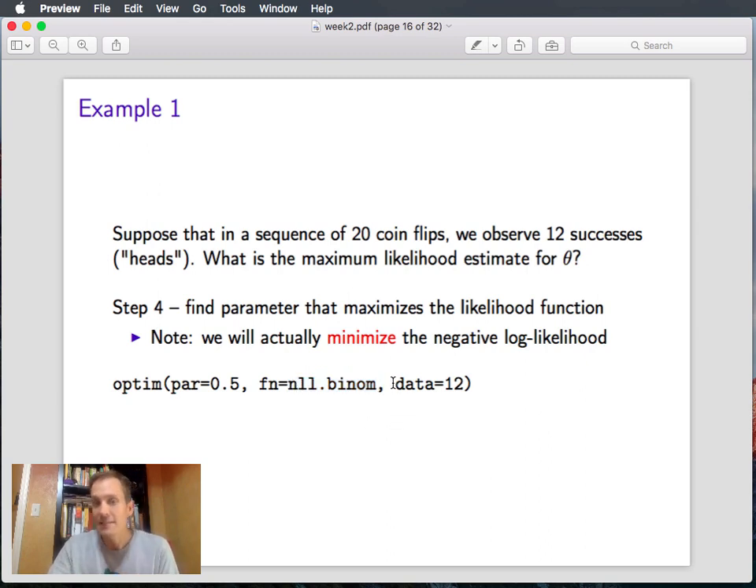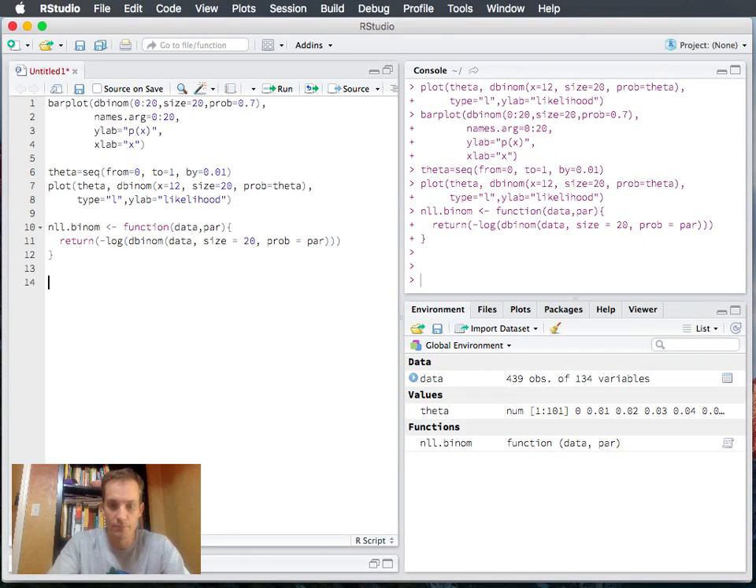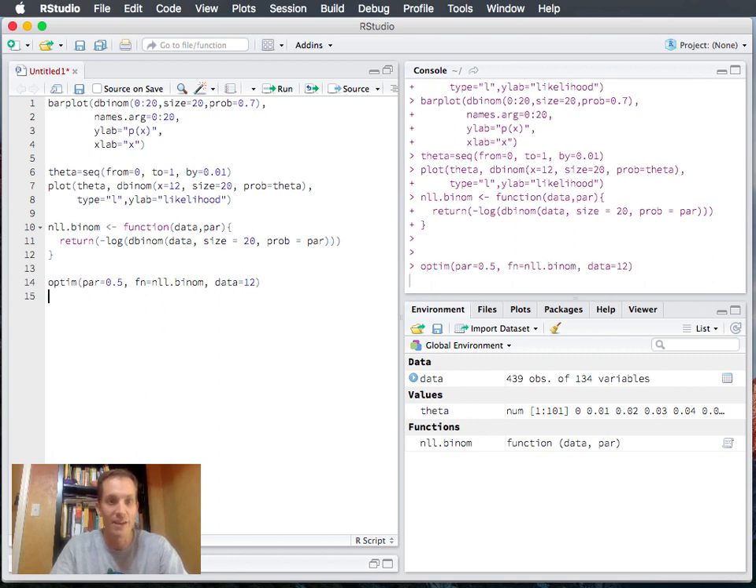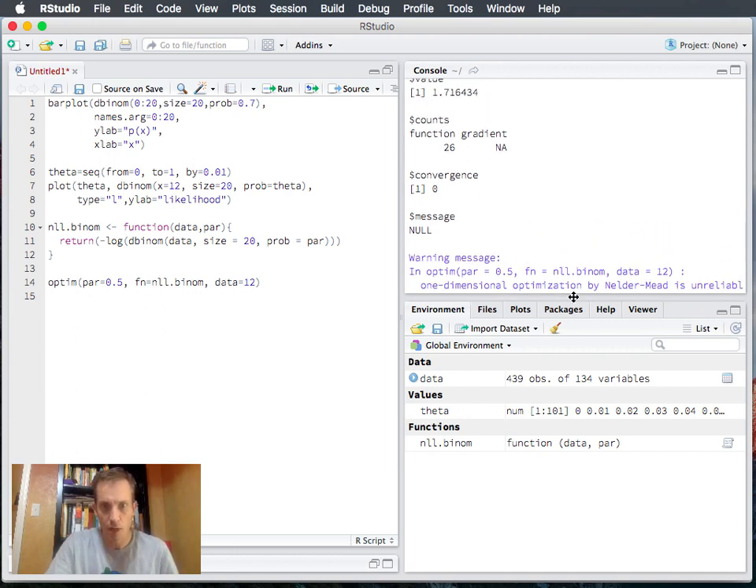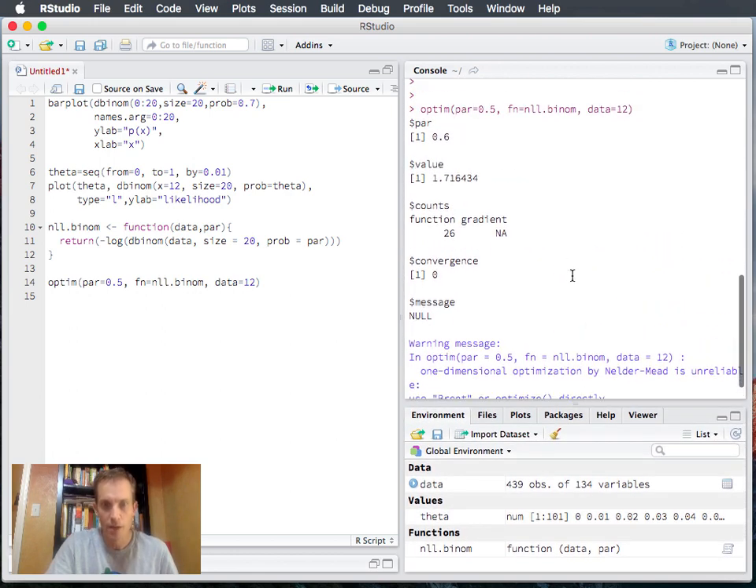And then the last input to the optim function is the data. The data is that we observed 12 successes. And so I put in data equals 12. So again, let's copy all that, pass it into RStudio, and see what happens. There it is. I've got my cursor on that line. I'm going to hit Command Enter, and now I've got some stuff. In fact, I've even got a warning message. Don't worry. Let's just scroll up a little bit here.